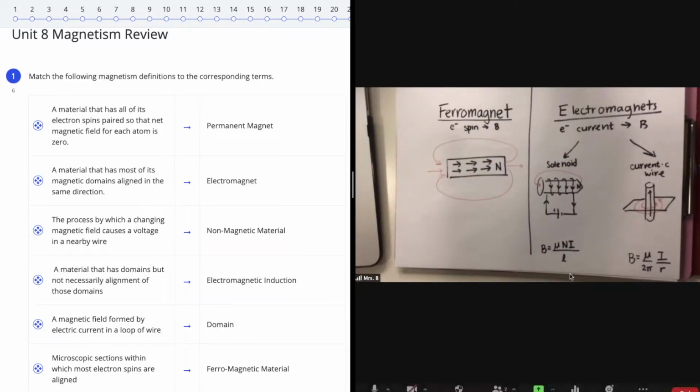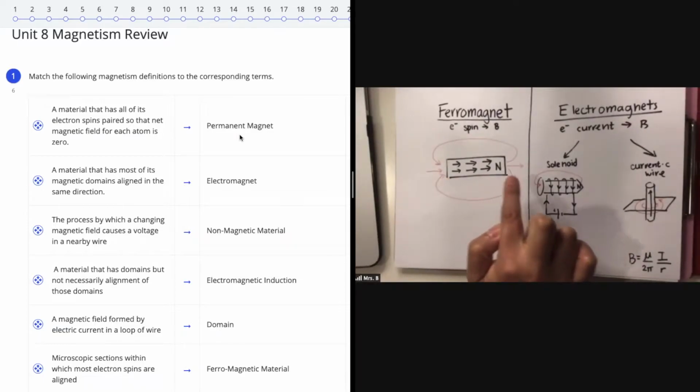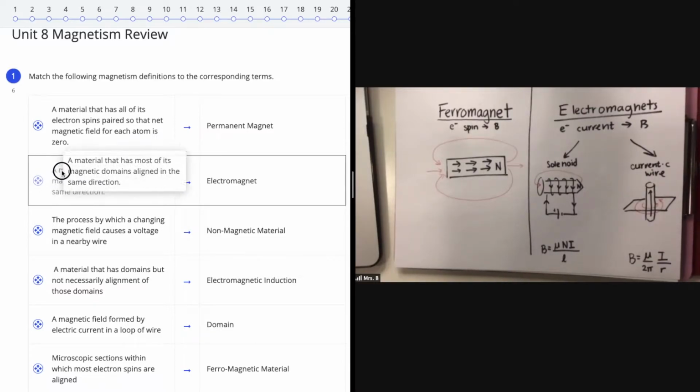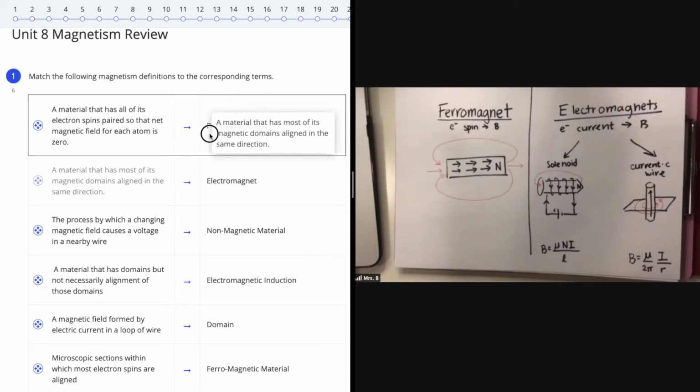So a permanent magnet is a magnet in which the domains are lined up so that we get a north pole. In this case, I would put a material that has most of its magnetic domains aligned in the same direction with permanent magnet.